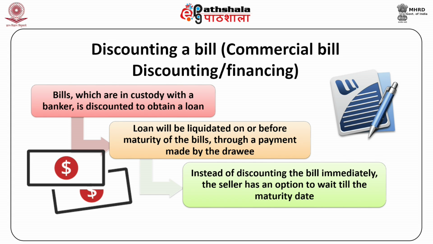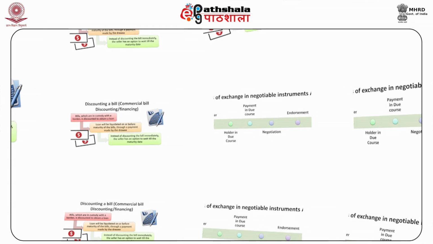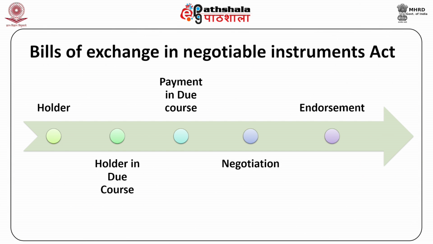Instead of discounting the bill immediately, the seller has an option to wait till the maturity date. Commercially, the option of discounting will be advantageous because the seller obtains ready cash, which can be used for meeting immediate business requirements. However, in the process, the seller may lose a little by way of discount charged by the discounting banker. Following are some of the provisions related to the bill of exchange in the Negotiable Instruments Act.